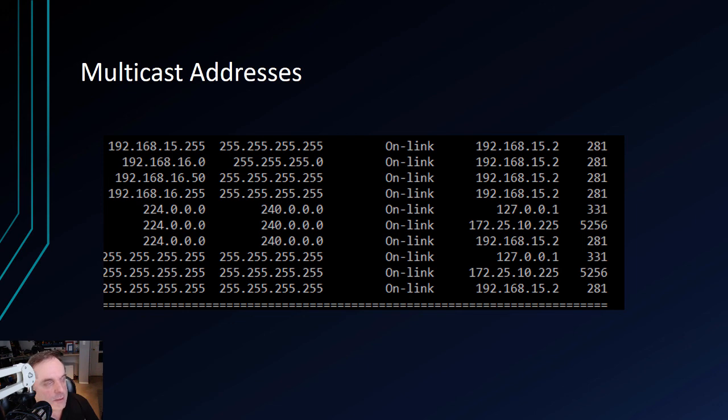But if you go down to the 224s, you see those are the IP addresses that are being used for multicast. And you can see all computers by default are listening on that 224 block, that block D that we talked about. So all of these different IP addresses that you see, the 192.168.15.2, then we also have the 127.0.0.1, which is the loopback address. And then we have a 172.25 address, which is just a secondary IP address on this particular computer. They are also listening on multicast, waiting for any type of multicast address to be sent to it.